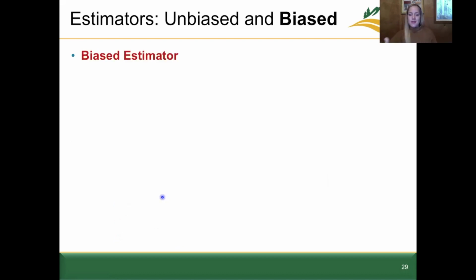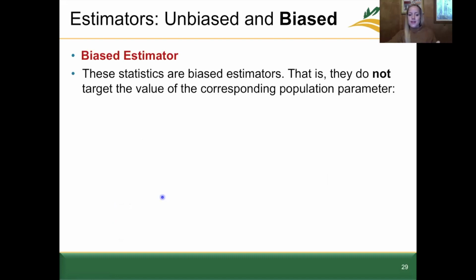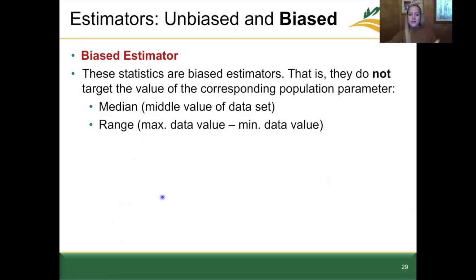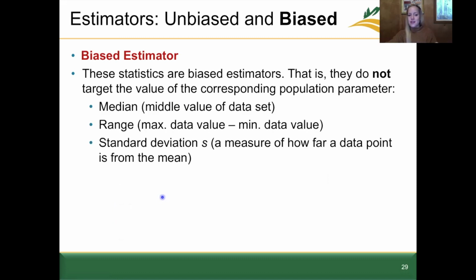Now, these are counter to biased estimators. I'll talk through examples of biased estimators. That is, they do not target the value of the corresponding population parameter. For the median, the range, and the standard deviation, if we have any one of these statistics, it doesn't really help us infer information about our whole population. Why not? Because these are usually biased.